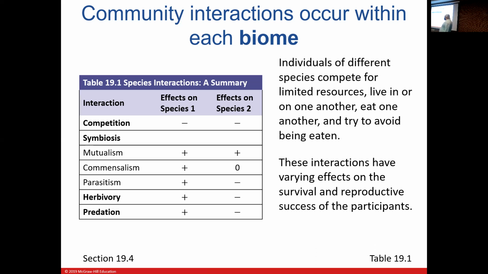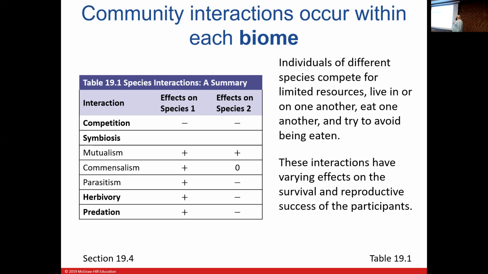Things like commensalism, where one species will benefit, but the other species is not negatively affected. Things like parasitism, which almost acts like being eaten because one is benefiting, the other one's being negatively harmed. Herbivory, which is very similar, one is being benefited, the other one's negatively harmed. And finally, predation, same situation.